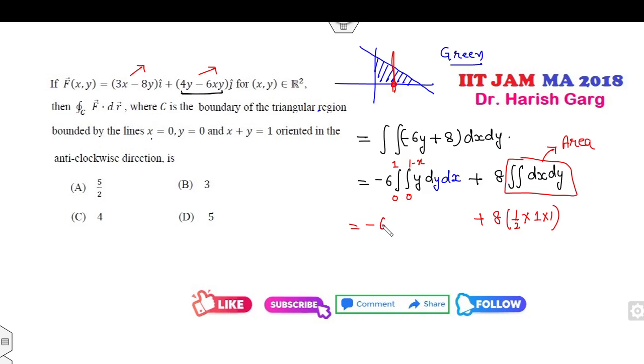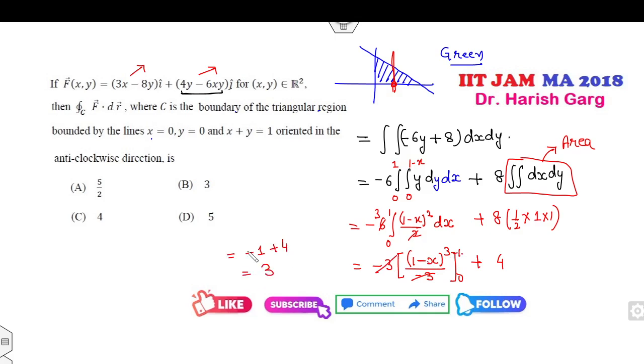And for this case, how can you integrate them? It's y square by 2. It's 1 minus x square divided by 2. How can you integrate them? It will be 3. So minus of 3. What is the integration of this? 1 minus x cube divided by the derivative of this, which is also minus 3, from 0 to 1, plus 4. If you substitute 1, it's 0. Minus 3 cancel. 1 will be 0. So it's minus of 1 plus 4. The answer is 3, the correct answer.